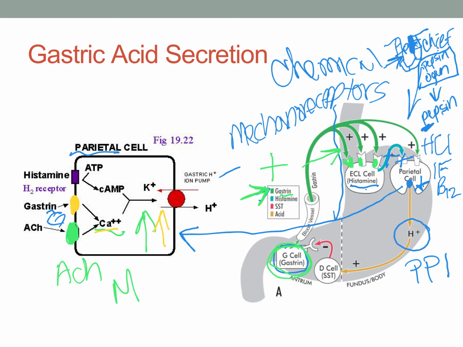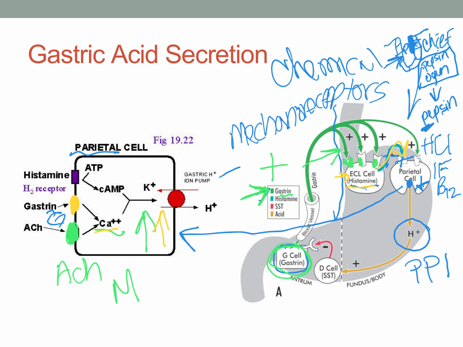Finally, we mentioned that when this gastrin bound to these ECL cells, they, in response to that, spit out histamine. And that histamine was going to feed forward and stimulate the parietal cell. Well, that is right here.